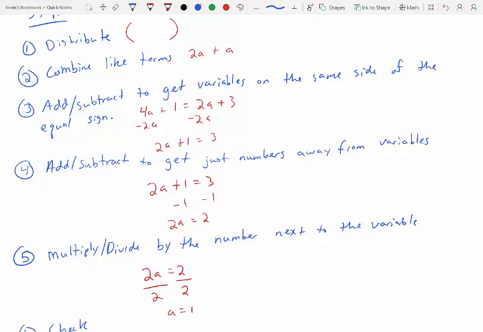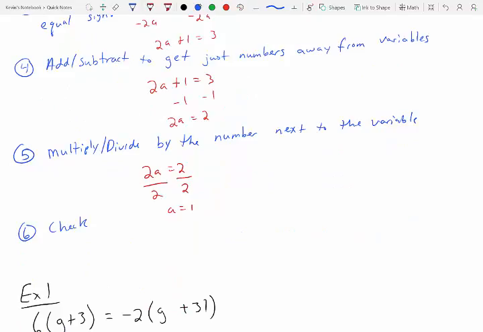We then have to get the numbers without variables on the opposite side of the variable. So we have to add or subtract to get just numbers away from variables. So we have the plus 1 and the 2a on the same side. We need to get the plus 1 away. So we subtract 1 from both sides and we get 2a equals 2.